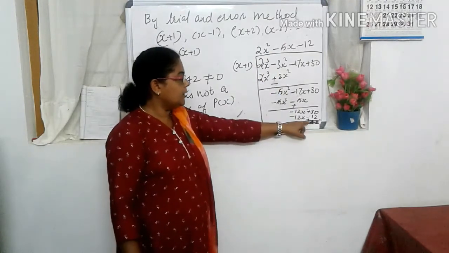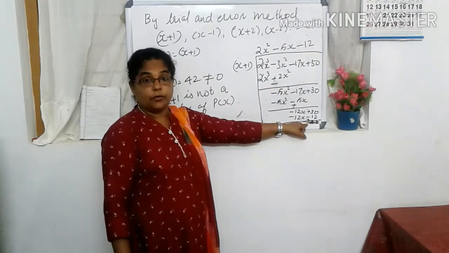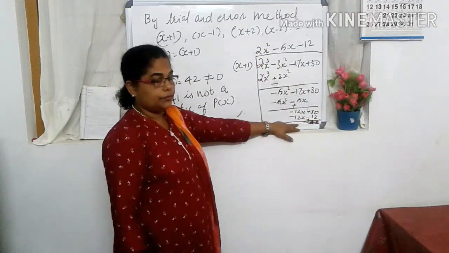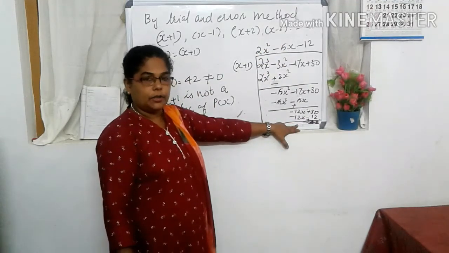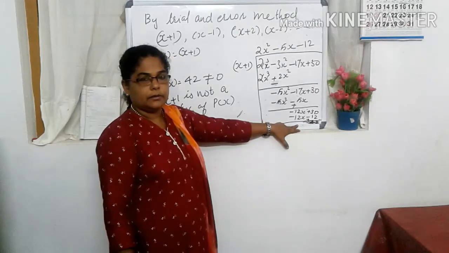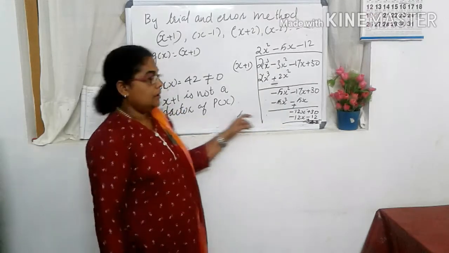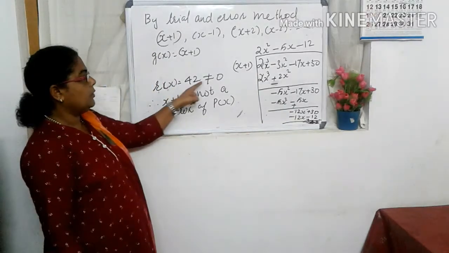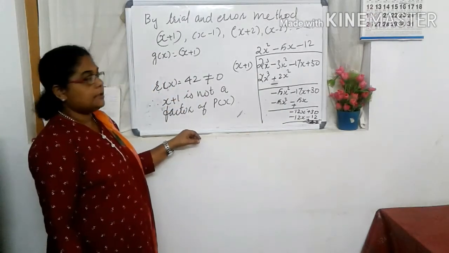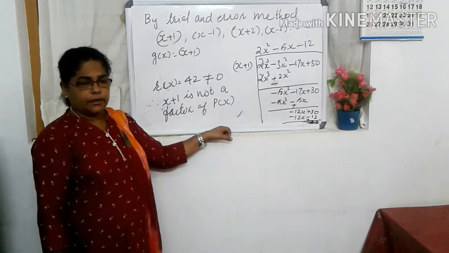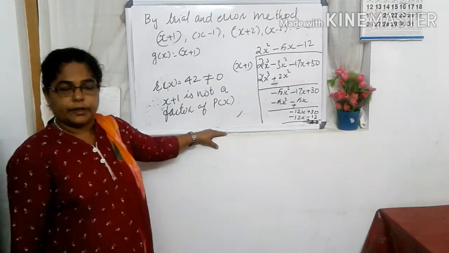After dividing, the remainder we are getting is 42. Just check it. The remainder is 42. What does it mean? This g of x is not a factor of p of x. The remainder r of x is not equal to 0. Therefore, x plus 1 is not a factor of p of x.